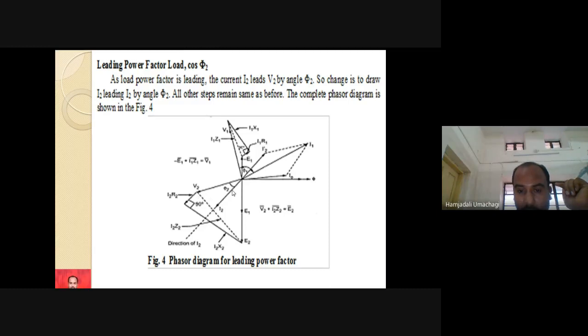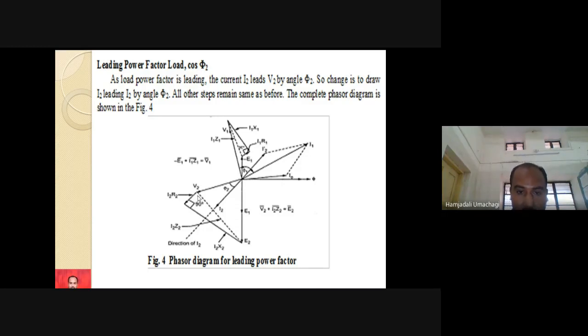And what is the angle between current and voltage here? Pi 2. Okay, now you can develop the diagram. So already you are having V2 with you. Then you add the voltage drops.